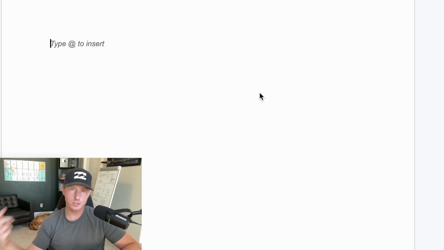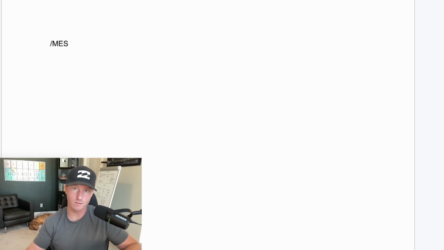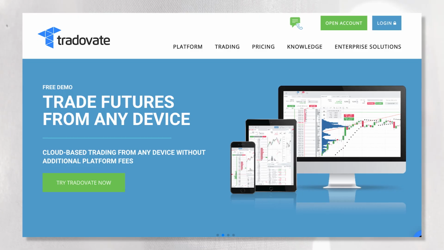Now, if you're wondering how much you can actually make with a very small account, let's say $100. Well, if you trade the MES, which is what I trade, it's basically a smaller version of the S&P 500. The brokerage I use is a brokerage called Tradovate.